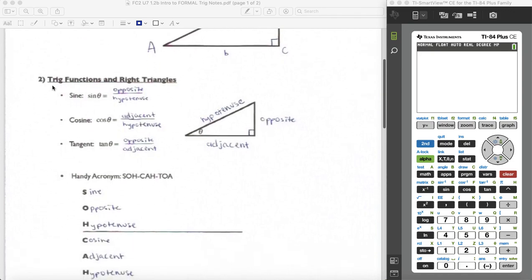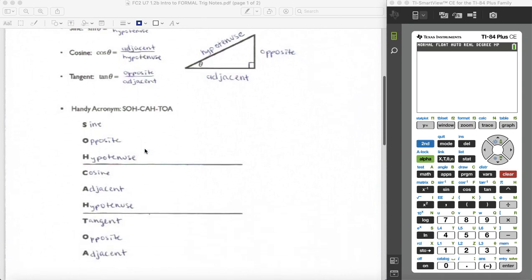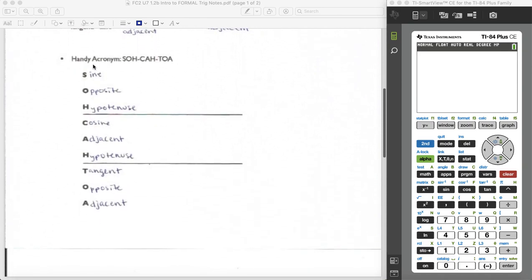We've got our trig functions: sine, cosine, and tangent. And the ratios: the sine of theta equals opposite over hypotenuse, the cosine of theta equals adjacent over hypotenuse, and the tangent of theta equals opposite over adjacent. The way we remember that is through the acronym SOHCAHTOA.